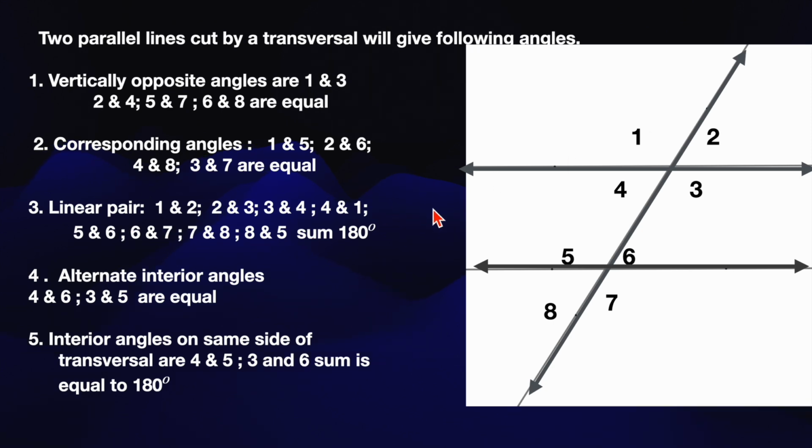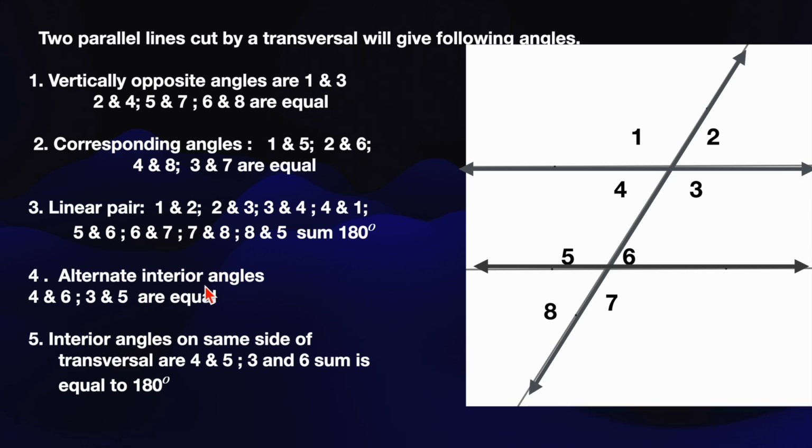Next is linear pair. You can find many linear pairs here. 1 and 2, 3 and 4, 1 and 4, 2 and 3, they are all linear pairs. If you add them, you will get 180 degree. Here also, 5 and 6 is a linear pair, 8 and 7 linear pair, 5 and 8 is a linear pair, 6 and 7 is a linear pair.